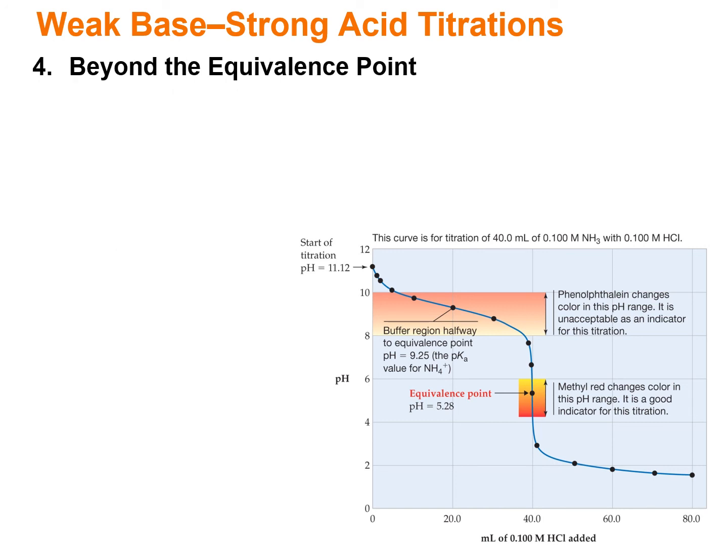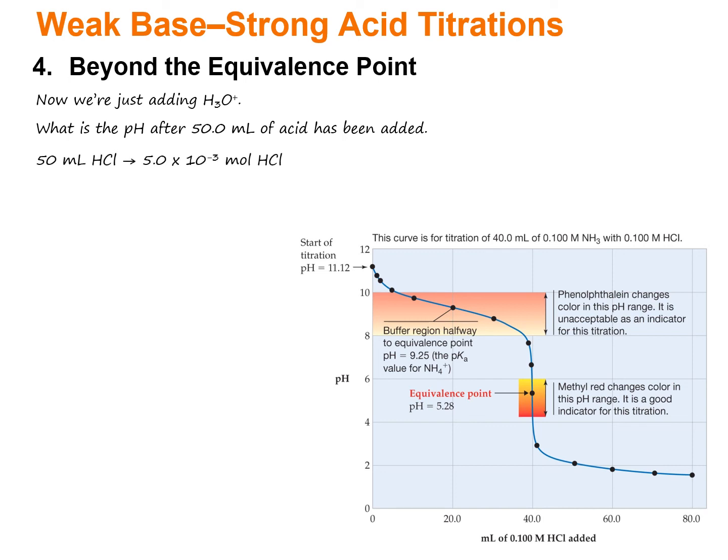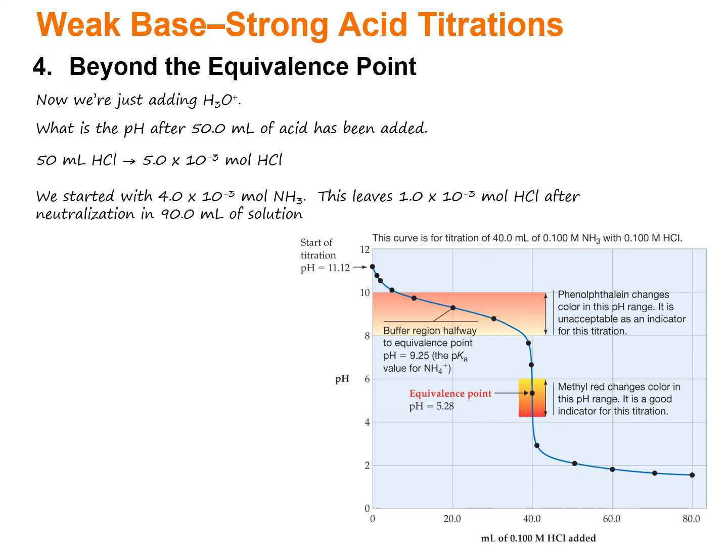So now looking beyond the equivalence point, calculating what the pH is, we're just adding hydronium ion at this point, just like in the previous problem, where once we were past it, we were just adding hydroxide. If we're figuring out what the pH is after adding 50 milliliters of acid, we know that 50 milliliters of this solution of the HCl is going to yield 5 times 10 to the minus 3 moles of HCl. We started with 4 times 10 to the minus 3 moles of ammonia. This means we've reacted 4 of the HCl, and we're left with just 1 times 10 to the minus 3 moles of HCl in excess that are just sitting in the solution.